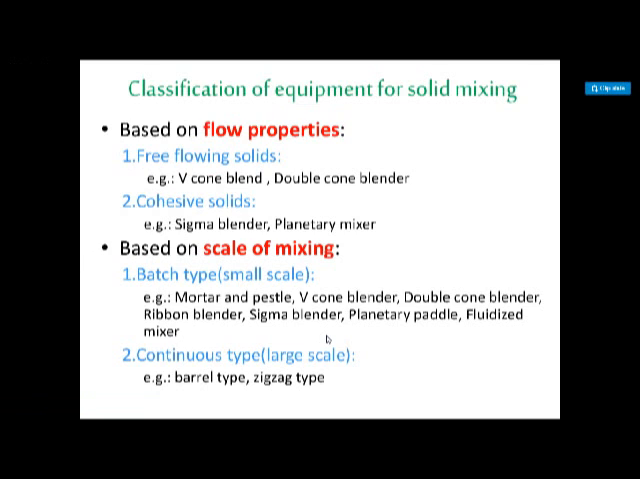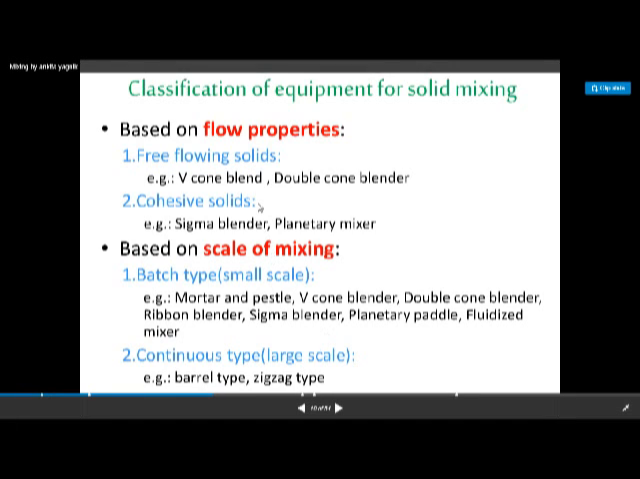In this chapter we are discussing mixing, and in this video we'll discuss the equipment which is used for solid mixing. Based on the flow properties of the solid, there are two classes of equipment: free flowing equipment, which is made for free flowing solids, for example V cone blender and double cone blender; and equipment used for cohesive solids, in this case sigma blender and planetary mixers.